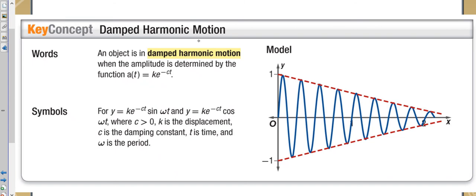Damped harmonic motion. An object is in damped harmonic motion when the amplitude is determined by the function k times e to the power of negative ct. Now, as you notice, this is kind of like what we were working on a moment ago, but earlier, if you remember, the harmonic motion, or the damped, it was going through the origin, and it was making like a V, and we had these different, kind of like asymptotes, but they were limits.